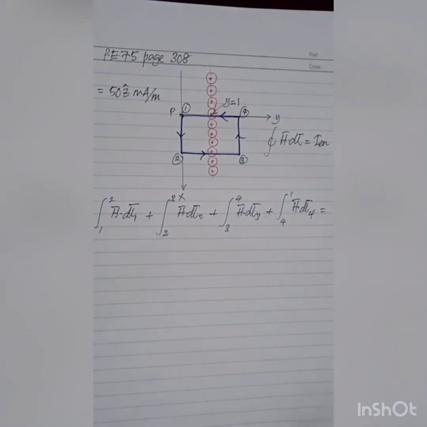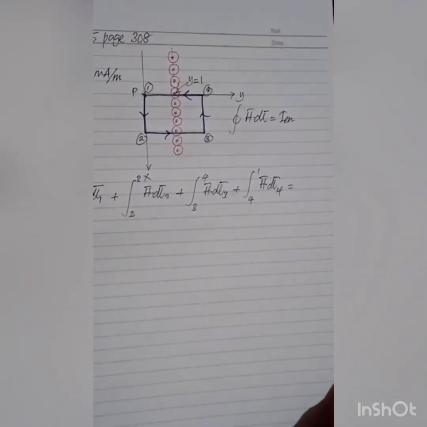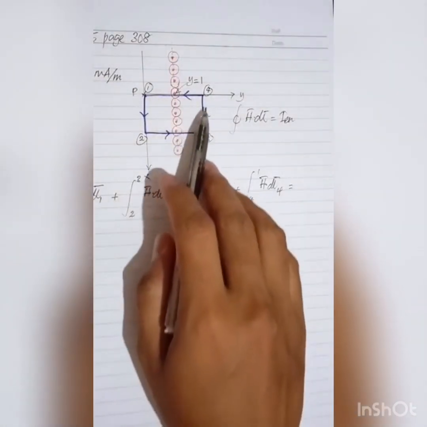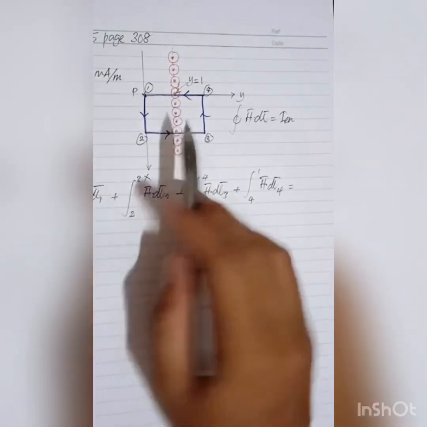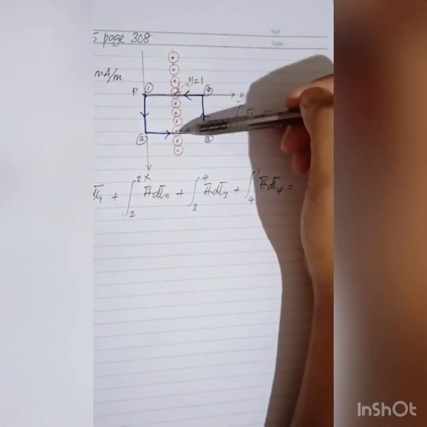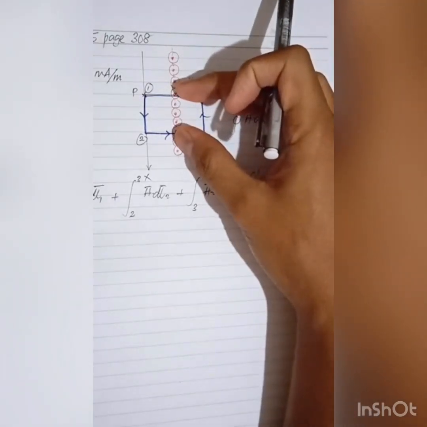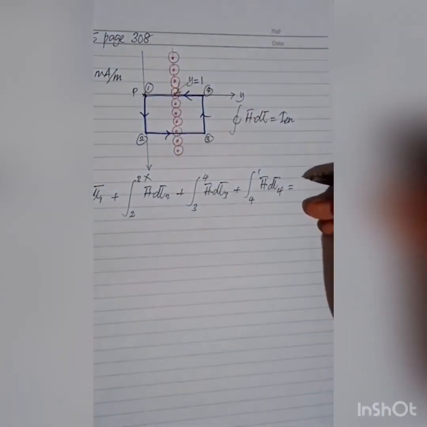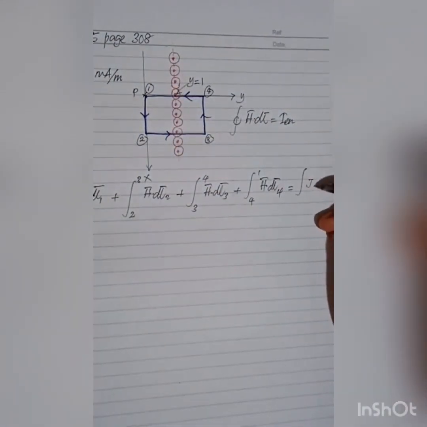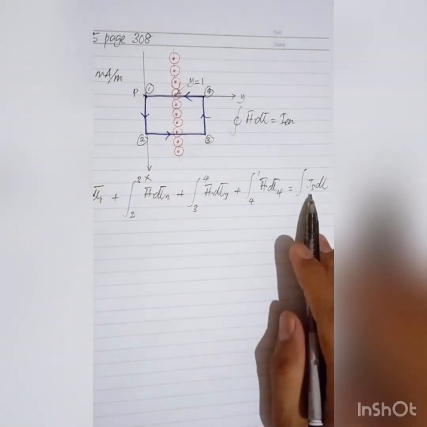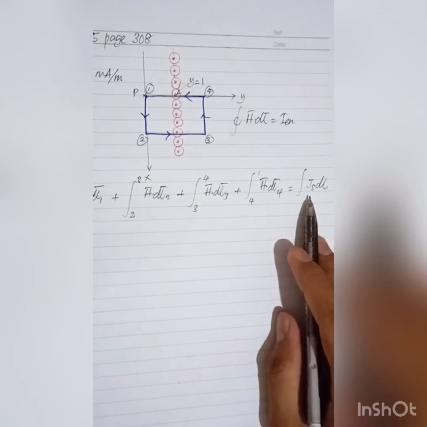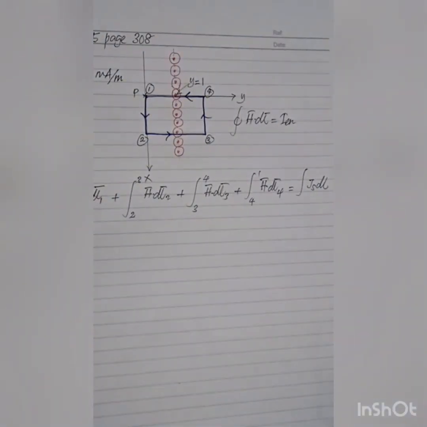If you look closely at this particular loop, the only current that exists within this Amperian loop exists from this point to this point. It means that we can simply find the total current enclosed within this length as J_s dl, because J_s has units of ampere per meter. So if you want to find the total current, just multiply with dl, the length in meters. Okay, now let's do it one by one.